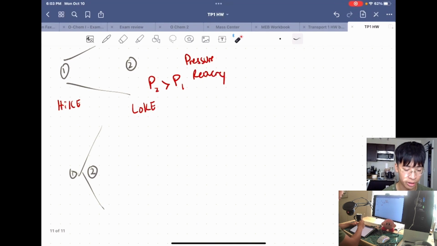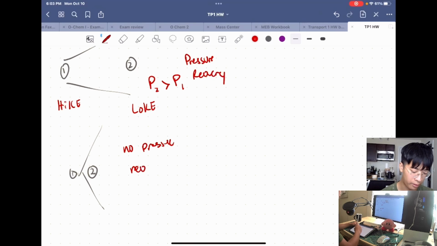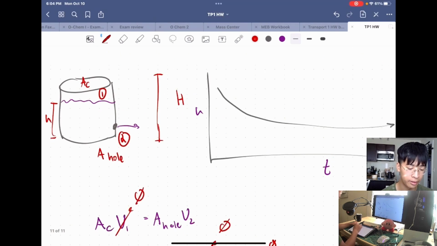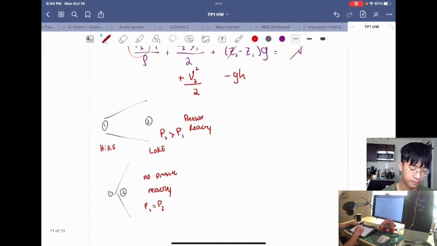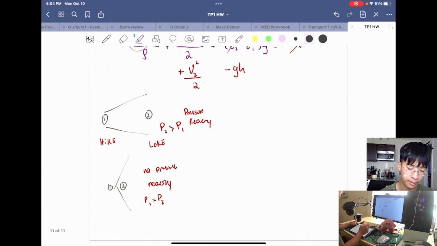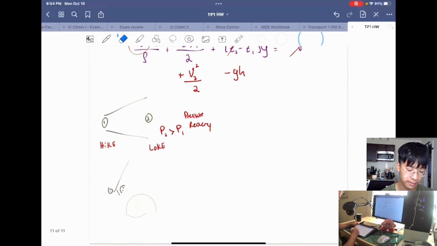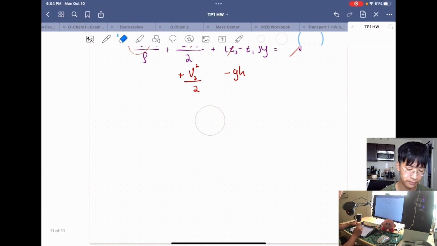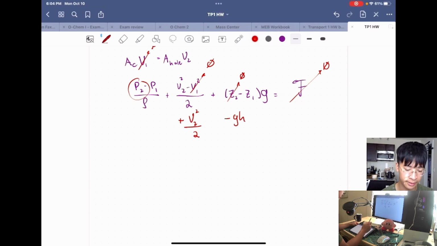For a sudden expansion, there is no pressure recovery. So we say that the pressure at 1 is equal to the pressure at 2. In other words, the pressure here is equal to the pressure of the environment. So that tells us that pressure 2 is PATM.